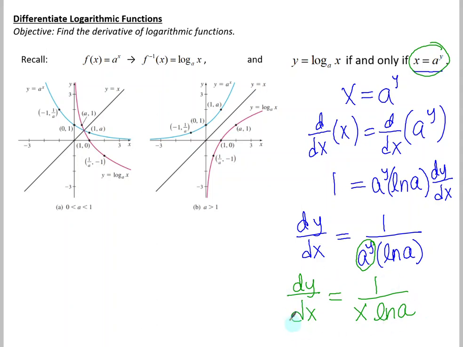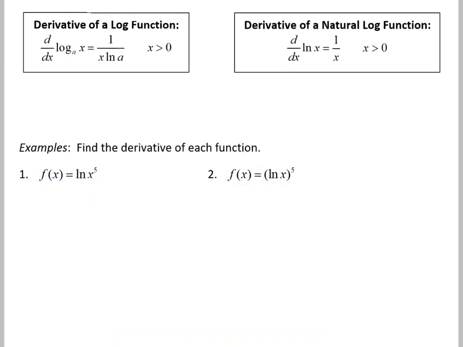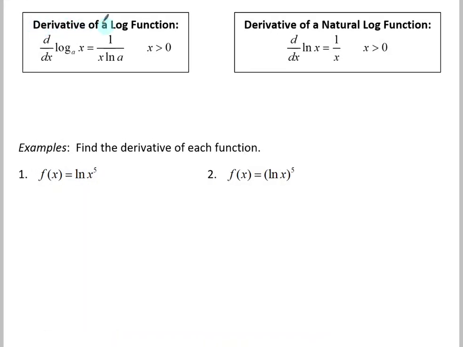Now this is something that when we know y equals log base a of x, we should immediately be able to skip to dy dx equals 1 over x times natural log of a. So let's make sure that we memorize the derivative of the log function. The derivative with respect to x of log base a of x equals 1 over x times natural log of a. And of course, that's only for x greater than 0 because of the domain restriction on the logarithmic function.